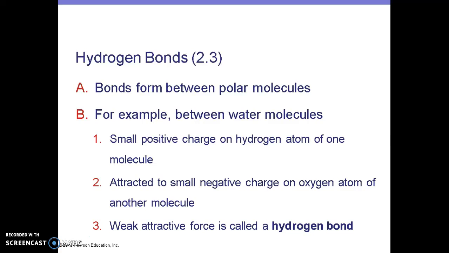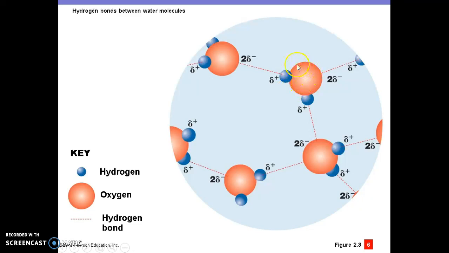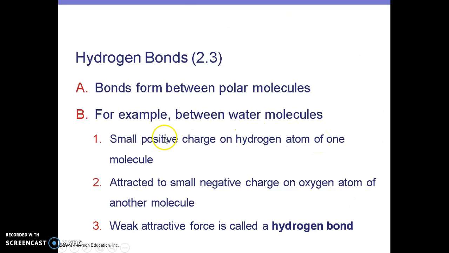So bonds form between polar molecules, for example, between water molecules. And what happens is, I'll show you the picture. It's easier with the picture. The molecule is set up so that a negative charge here on this oxygen is attracted to the positive of this hydrogen, all throughout every molecule. They're all aligned so that positive and negatives are near each other. Small positive charge on hydrogen atom of one molecule is attracted to the small negative charge of oxygen on another molecule, and this gives it a special name, the hydrogen bond.